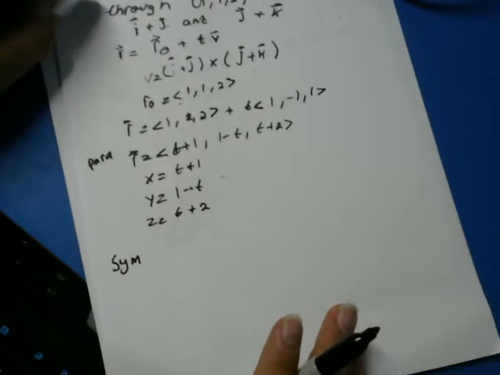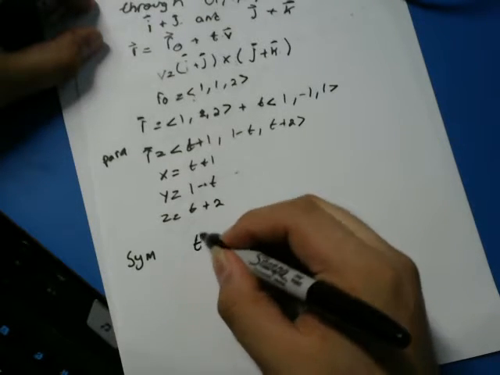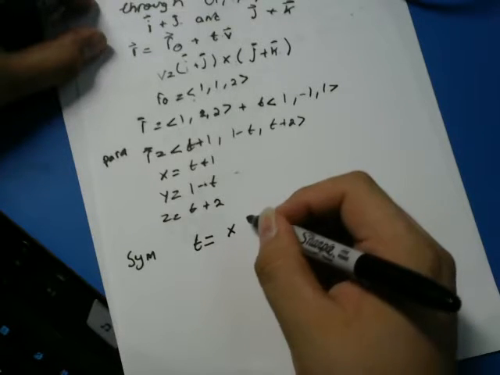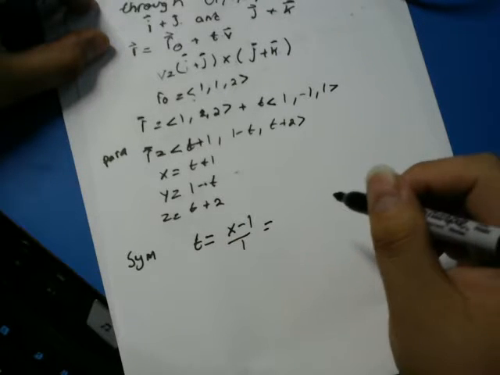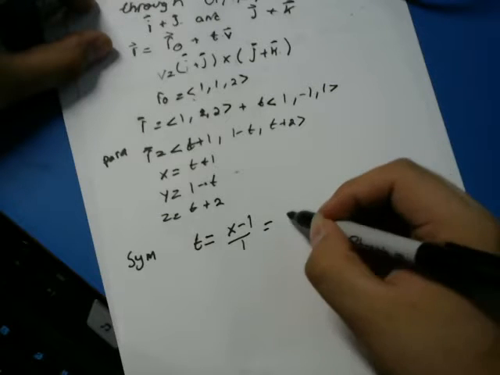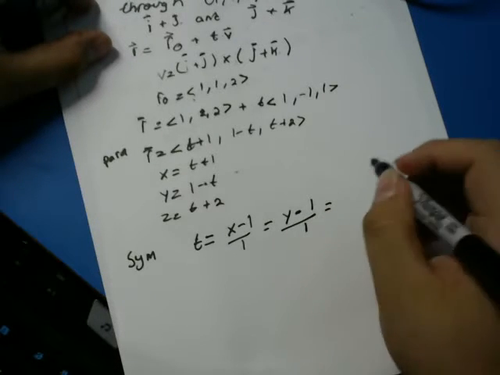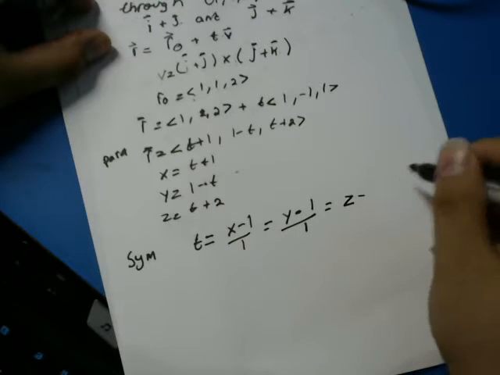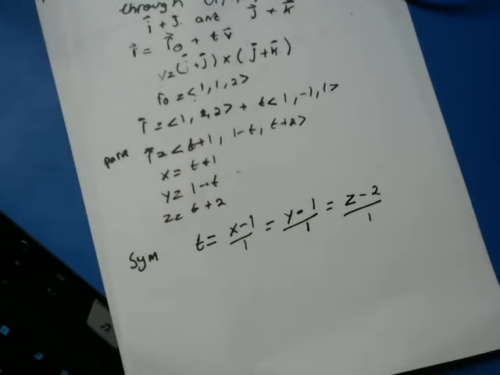All we do here is solve for t. So t is equal to (x minus 1) divided by 1, which is also equal to, solving for t here, (y minus 1) again divided by 1, and this is also equal to (z minus 2) over 1. That would be our symmetric form.